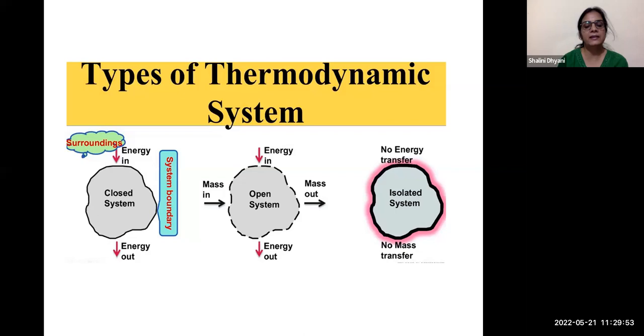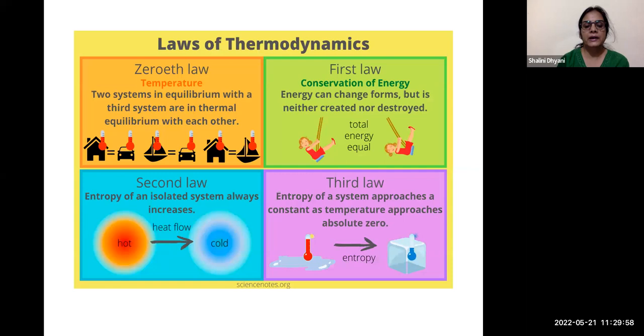Now, at a very initial level, I just want to give you a cursory overview of the laws of thermodynamics. The first is the zeroth law, temperature. It says that if two systems are in thermal equilibrium with a third system, they will be in thermal equilibrium with each other. For example, there are two systems that have a similar kind of equilibrium with the third system that is in thermal equilibrium. So they all three will be in thermal equilibrium. So this was the zeroth law about the temperature. And then there is the first law that talks about conservation of energy, and energy only changes its form. It can be neither created nor destroyed. So total energy will always be the same. The only thing is it will change the kind or the form that it is.